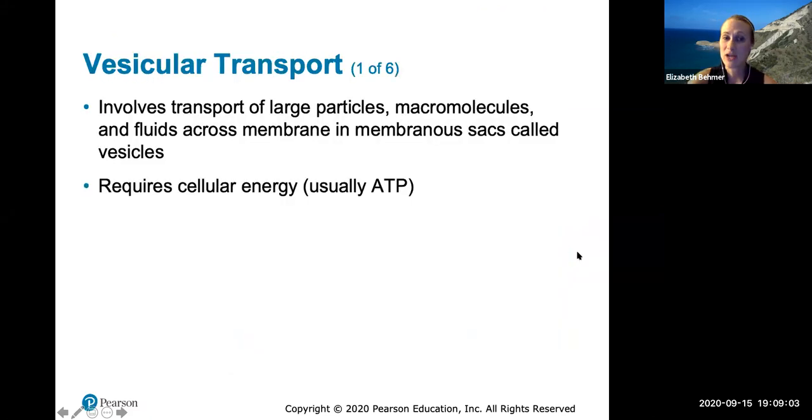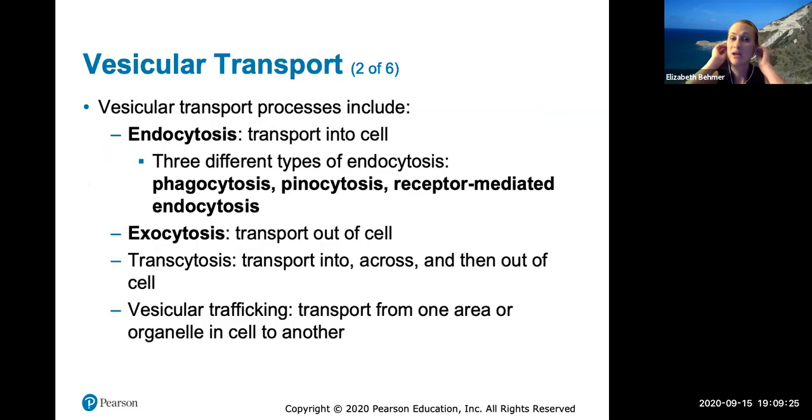Okay, vesicular transport also requires ATP. Vesicular transport involves the transport of large particles, which are also called macromolecules, and also fluids across the membrane in membranous sacs called vesicles. So a vesicle is just like a bag or a sac that takes things into and out of the cell. So we call it vesicular transport.